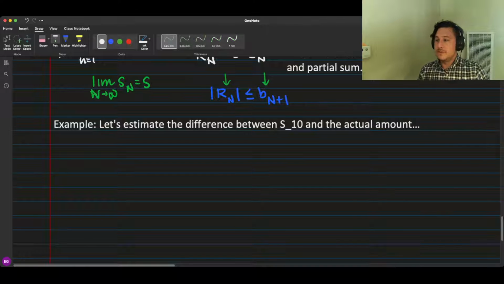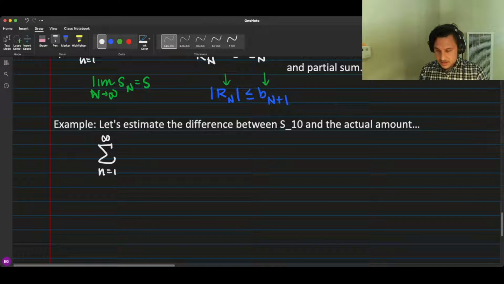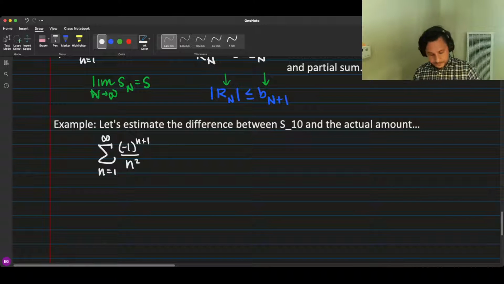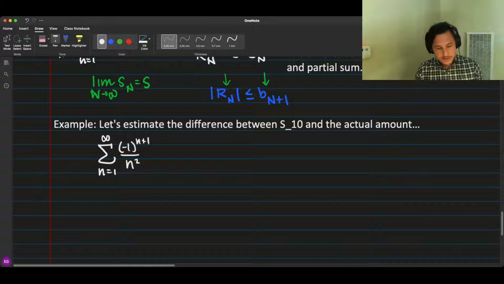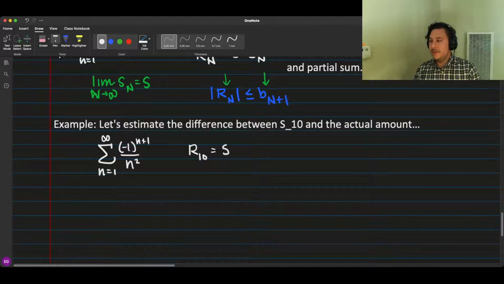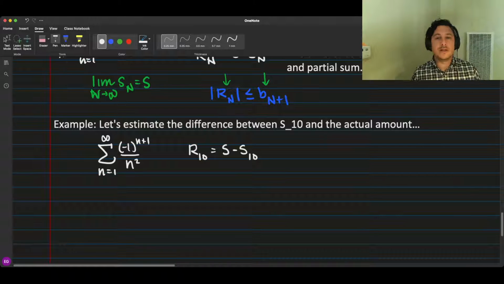Okay, so for this problem, the infinite sum that we would like to estimate is the sum from n equals 1 to infinity of (-1)^(n+1) over n squared. Okay, so how does this work? Well, we know that the difference between S, the infinite sum, and S10, the 10th partial sum, we're going to call that R10. It's the remainder between the two of them.